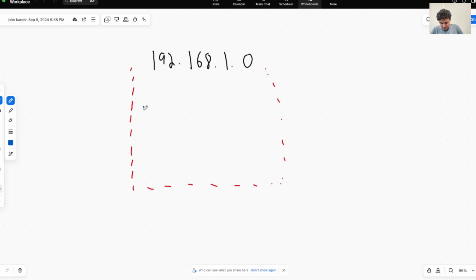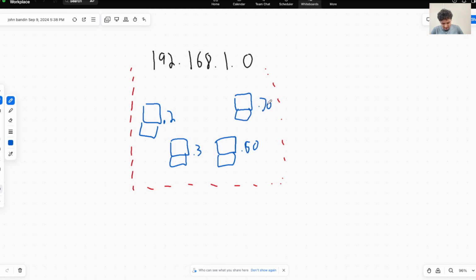We're going to have these nodes, these computers: .2, .3, .50, .70. Okay? All these computers are in the same network. But how do we determine that? Well, we said this is our network address. And just to let you know, the network address or the network ID is always the start of a network. Always the start of a network.